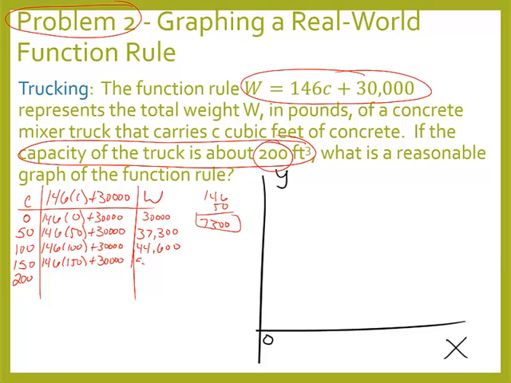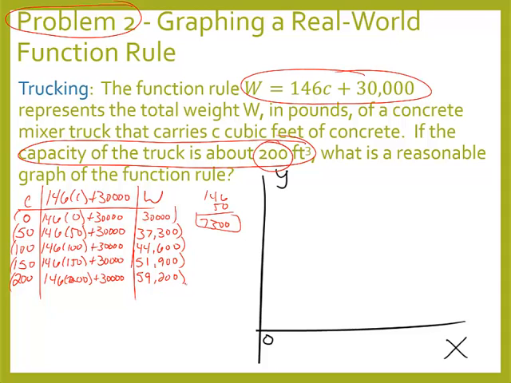So that'll be 51,900 because we're just adding another 7,300. And then 146 times 200. That'll be 59,200. Okay, so those are the 5 points. 0, 30,000; 50, 37,300; 100, 44,600; 150, 51,900; 200, 59,200.